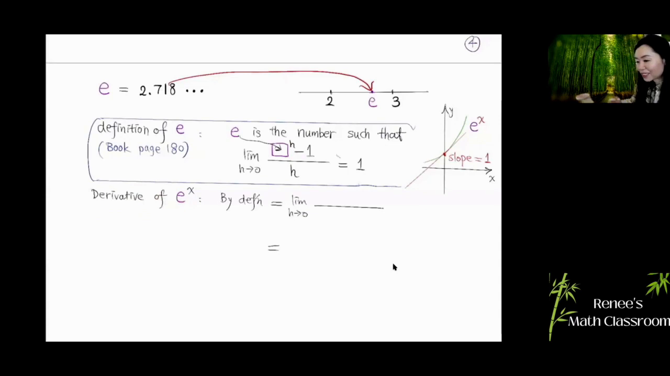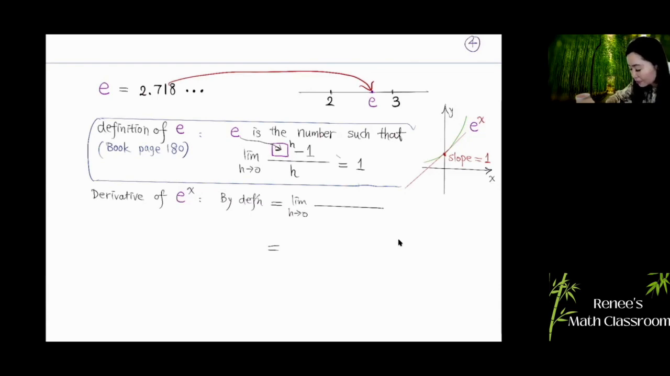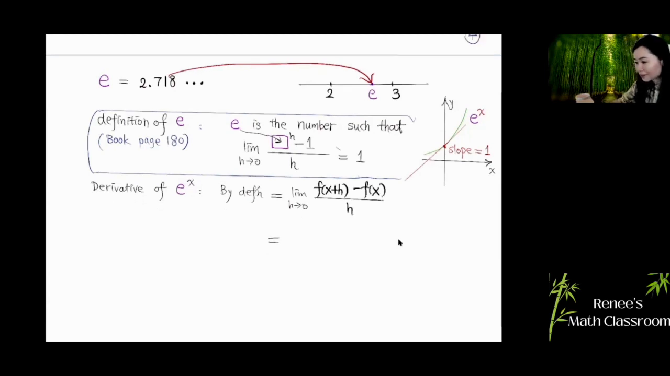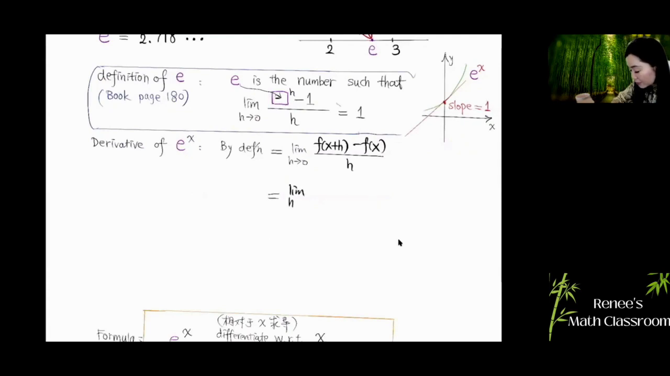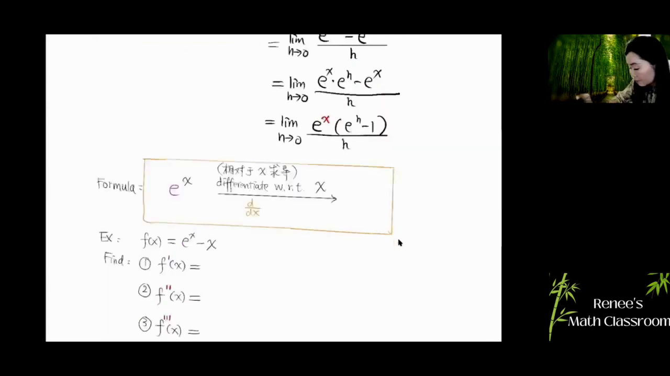Let's use the definition to find the derivative of e to the x. That's the limit of this quotient, f of x plus h minus f of x over h, which is going to be e to the x plus h. Remember, we replace the x here by x plus h, and then here's e to the x, over h. Notice e to the x plus h is e to the x times e to the h. So we can take out this common factor e to the x over here.